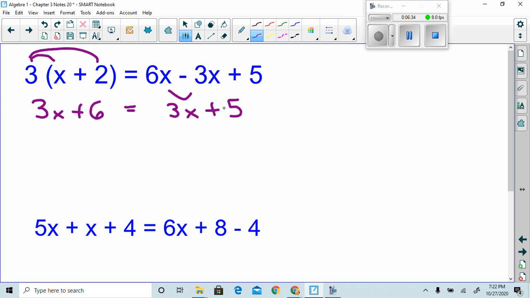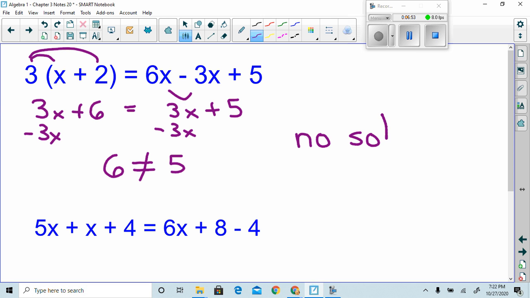I notice I have variables on both sides of the equal to sign, so I am going to collect them to one side by one inverse operation. They cancel on the left and cancel on the right, and I have 6 is equal to 5, which is a false statement, so there is no solution to this equation, which means that there is no value for x that will ever make that a true statement.